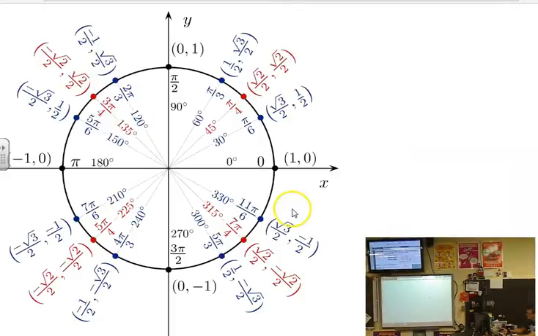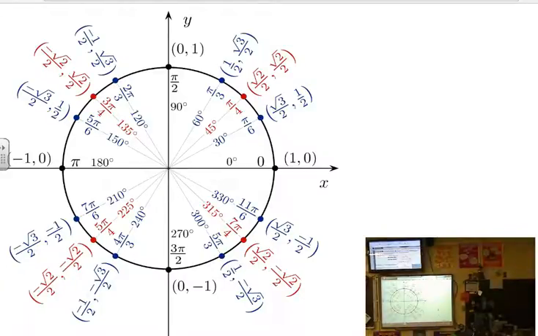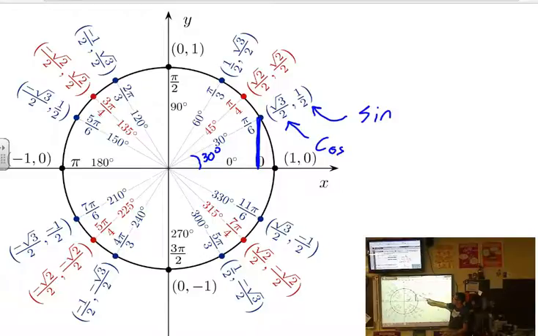And these measures are also in radians. So, if you make this a right triangle, and this is 30 degrees, your sine is this value, and your cosine is this value. So your cosine is how far off the horizontal, and your sine is how far over from your vertical.